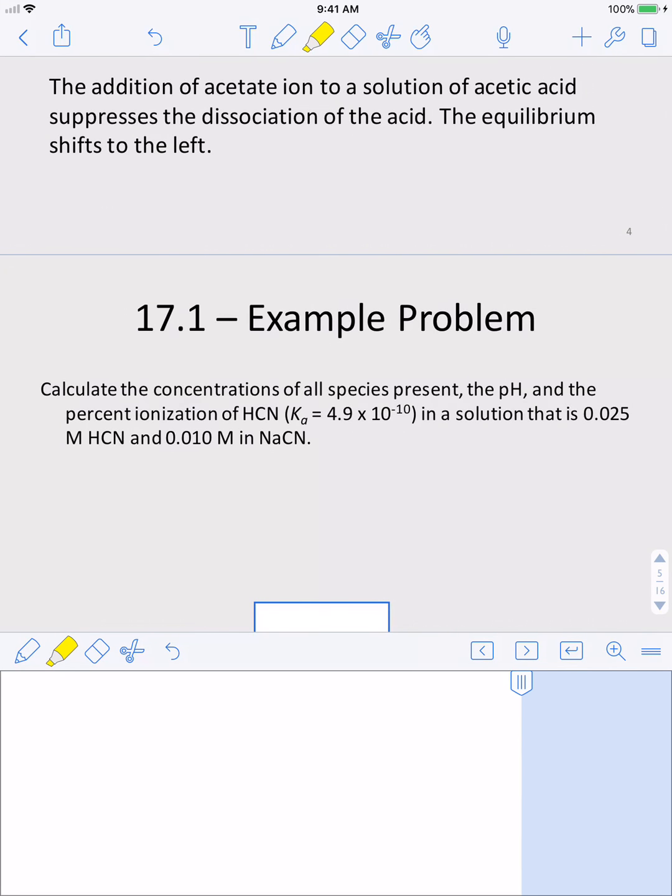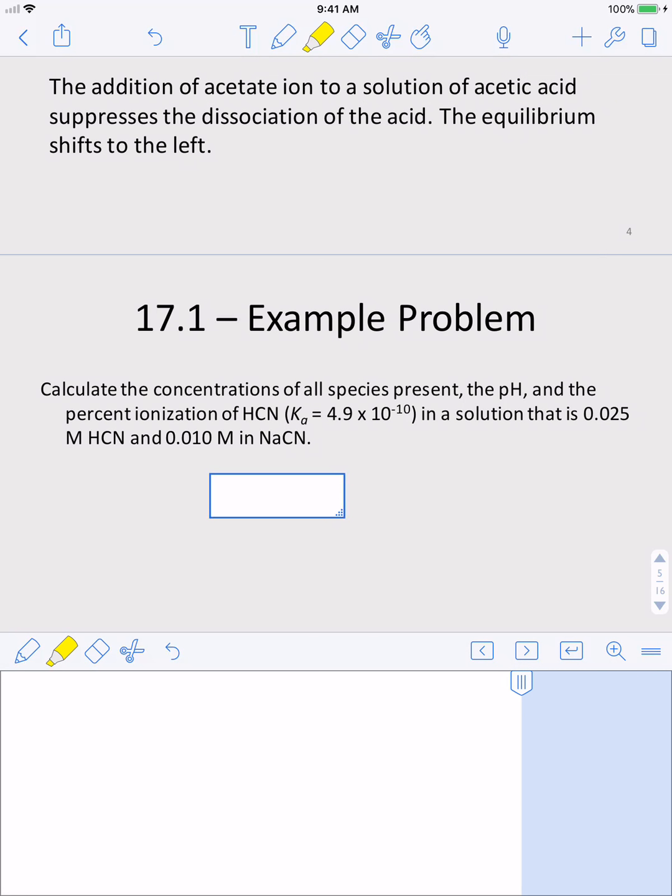All right, here's another example problem. Calculate the concentration of all species present, the pH, and the percent ionization of HCN in a solution that is 0.025 molar HCN and 0.01 molar sodium cyanide.